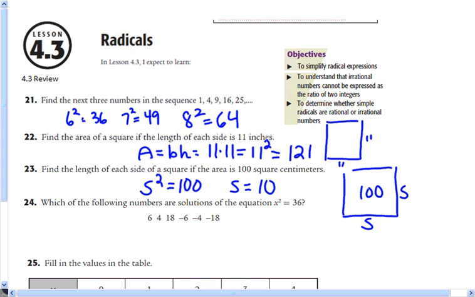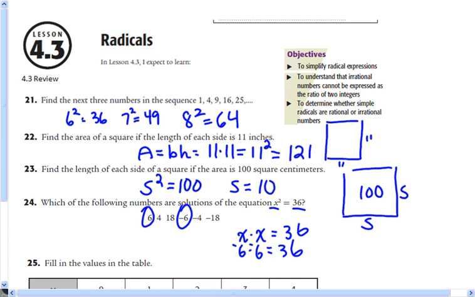Which of the following numbers are solutions of the equation x squared equals 36? So that means the number times itself is equal to 36. So we have to try some of these. Some of you are thinking, well, I know 6 times 6 is 36, right? So 6 is a solution. There's one other one in there, though. Hopefully you remember that a negative times a negative is a positive. So negative 6 times negative 6 is also equal to 36. So negative 6 is another solution. So there are two solutions to this equation.